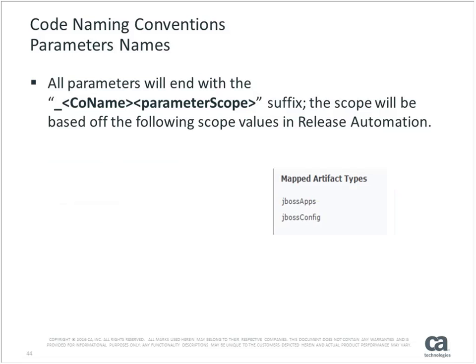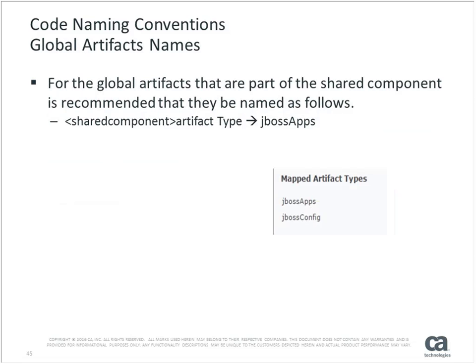So we're moving on. For global artifacts, the way I would like to name this is the share component, in this case JBoss, and the artifact type. In this example it will be JBoss apps, JBoss config, if you're going to be doing different configuration values. In this example, I created 2 artifact types that are being used here.